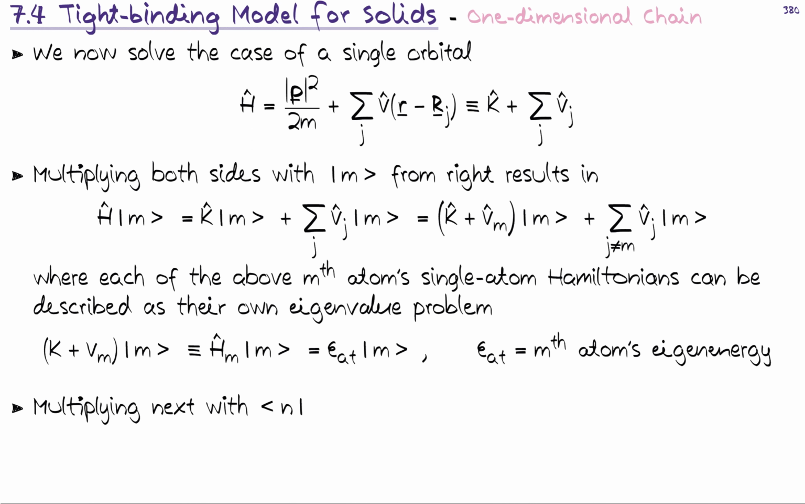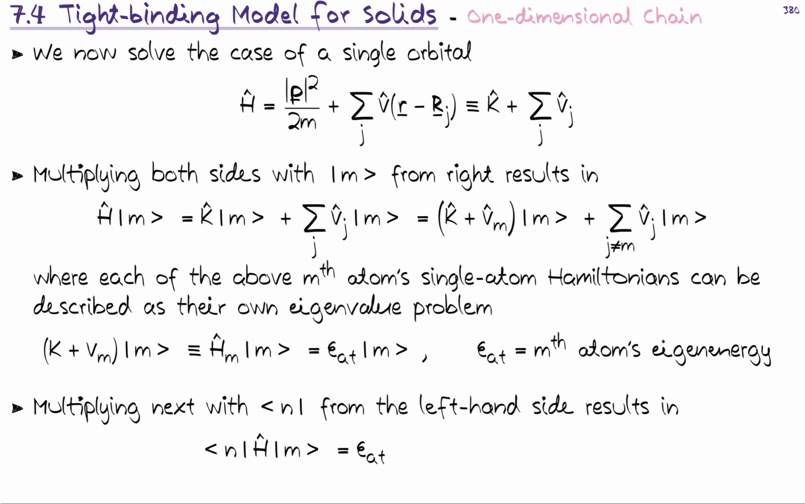And next what we do is multiply with a bra of n from the left hand side, and what we are left with is this kind of term. Please note, we had that simplification notation introduced earlier. It looks exactly like what we had before for H nm. Now on the right hand side we have the atomic energy epsilon at, and then the Dirac delta function, so that we have that only in the case when n equals m. And then we have the potential operators, all multiplied from the left hand side with the bra of n.